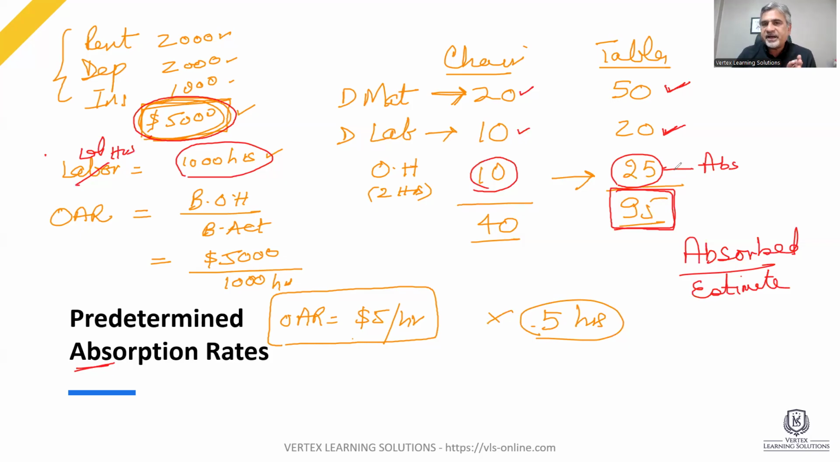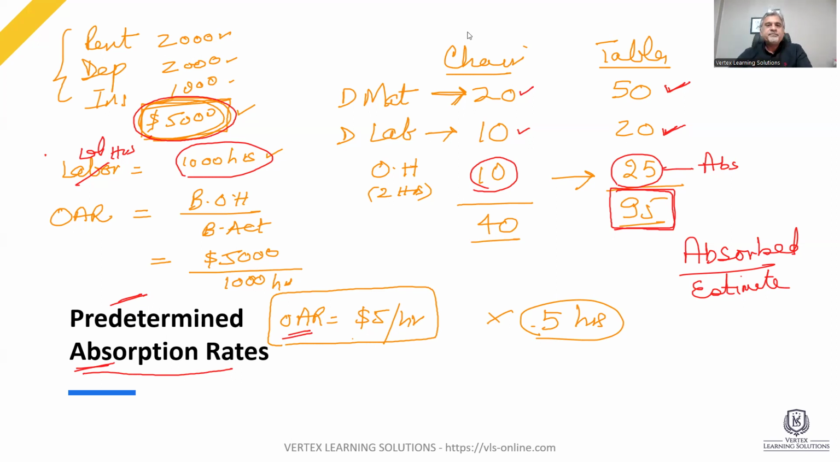So what overheads are we adding? Based on estimate. And this process, we call it absorption costing. This is how you absorb overheads into the cost of making one unit. It is based on some absorption rate, which we call OAR, and it is predetermined, which means that we plan this at the beginning of the year. So this is a very quick summary of this procedure.